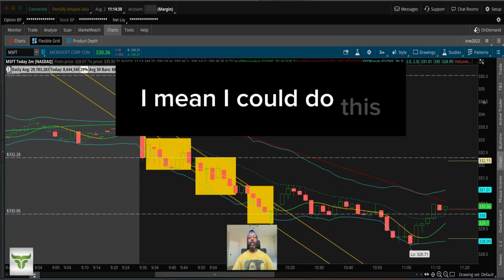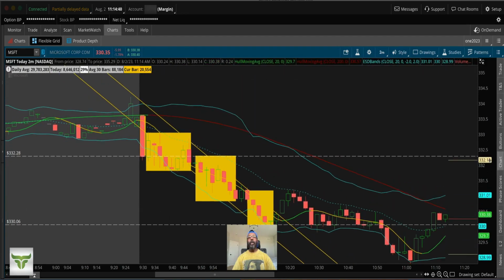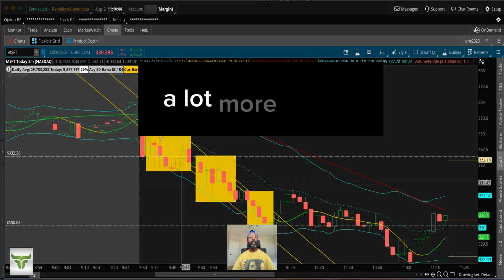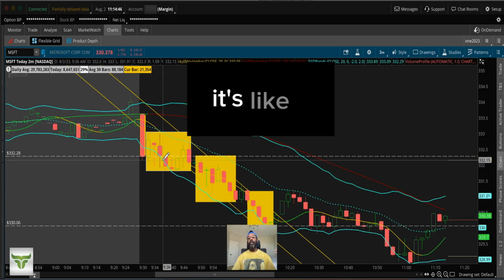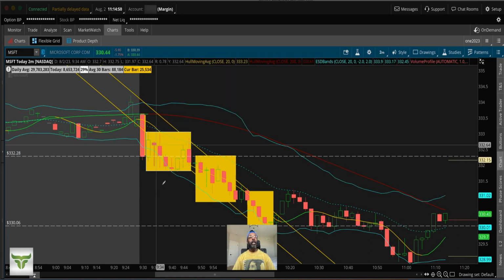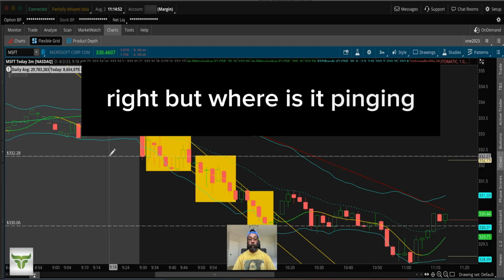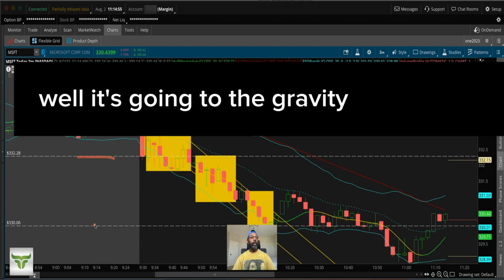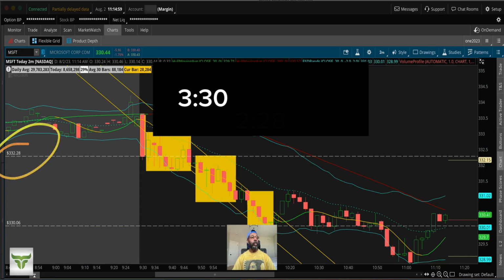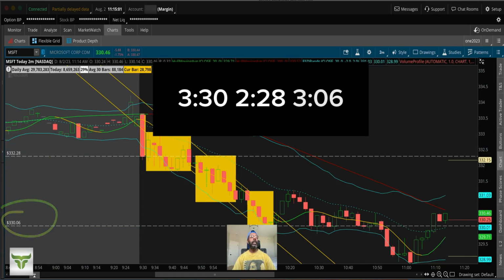I mean, I could do this. This makes it a lot more clear for you, a lot more steady. You can see it's like a video game, right? It's bouncing back and forward, pinging. But where's it pinging? Well, it's going to the gravity points, right? That's where it's staying, 332.28, 330.06.